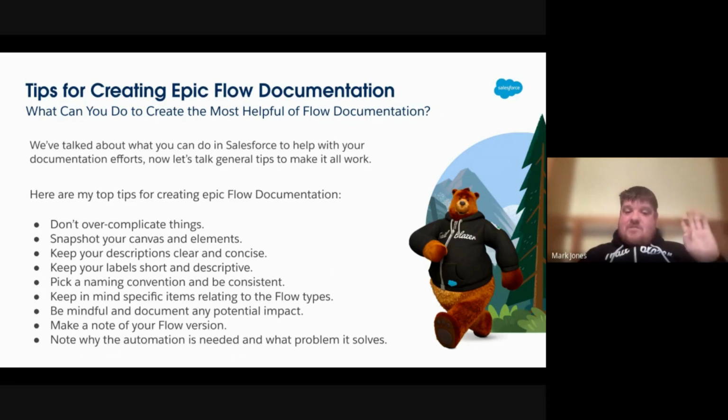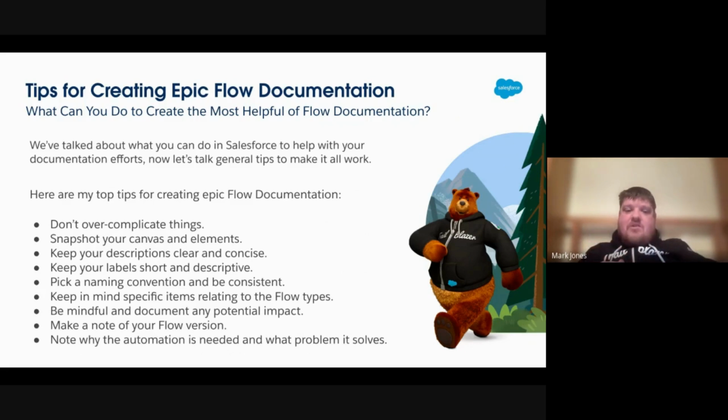And then the last two bits. Make a note of your flow version. I think that is quite an important one because, as you might be aware, there is a limit of 50 versions per flow at the moment. So if you build a flow, the maximum limit is 50 versions of that flow. When you get to say 49 versions, you'll probably want to consider taking away some of those older versions that aren't active anymore.